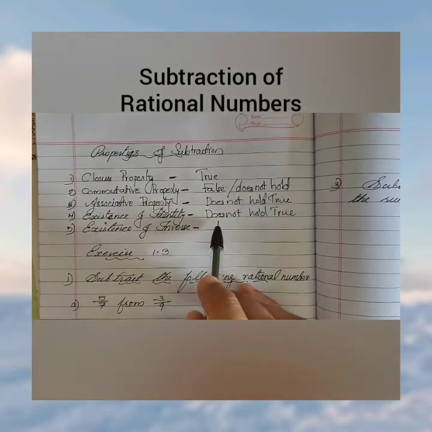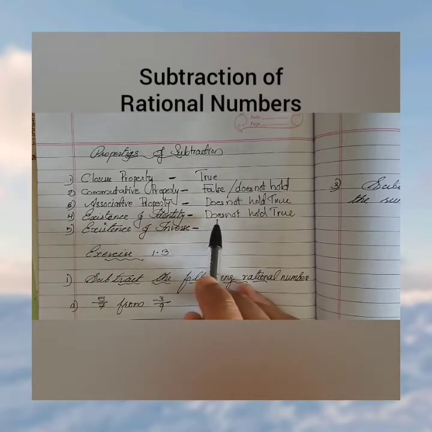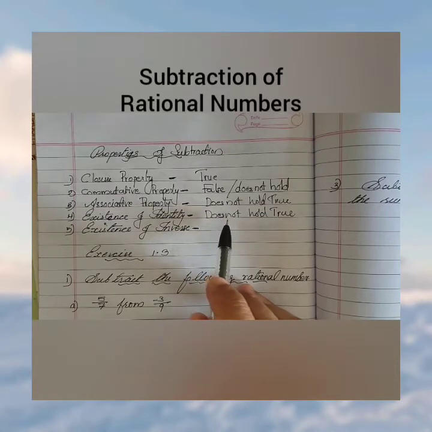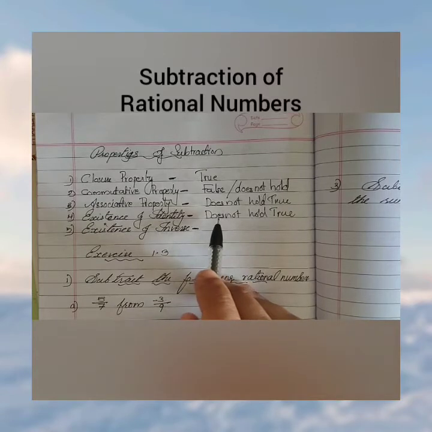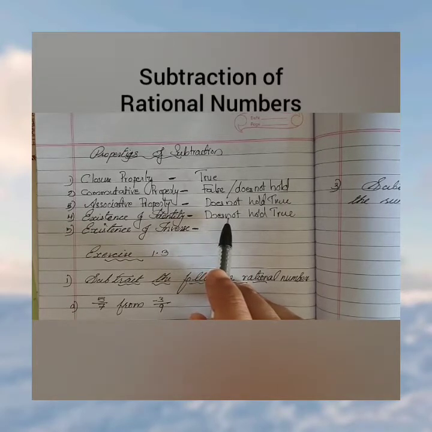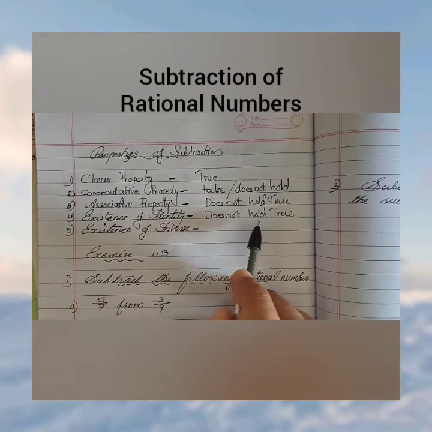Then next, existence of identity. In addition, we have studied that if 0 is added to any number or any number is added to 0, the result will be the same. The identity of that number will not change. The value of that number will not change. But in subtraction, if we subtract 0 from a rational number, or subtract a rational number from 0, the answer will not be the same. So there is no existence of identity. This property also does not hold true in the case of subtraction.